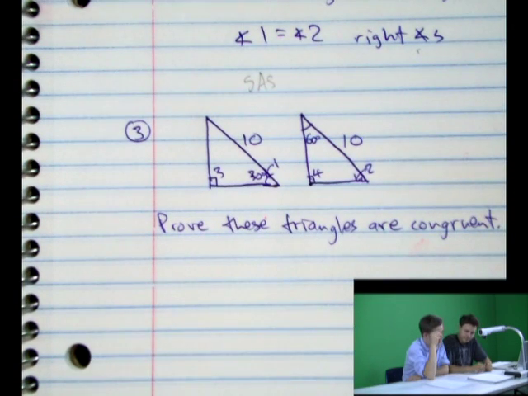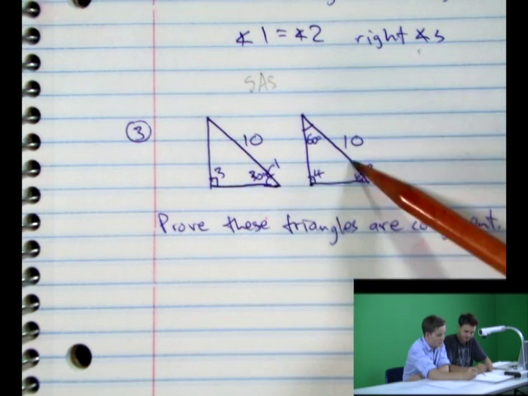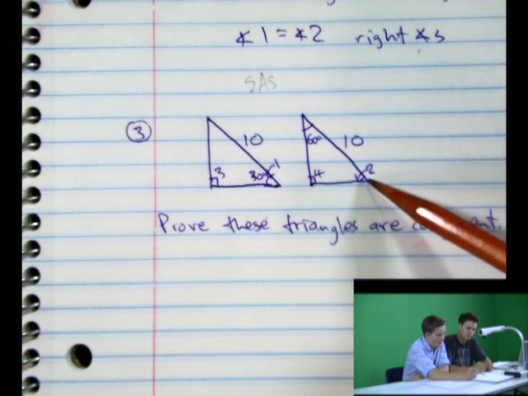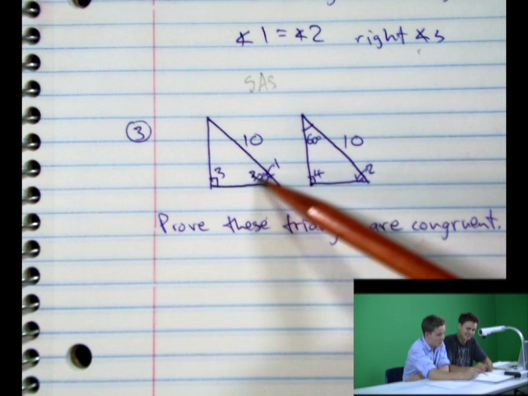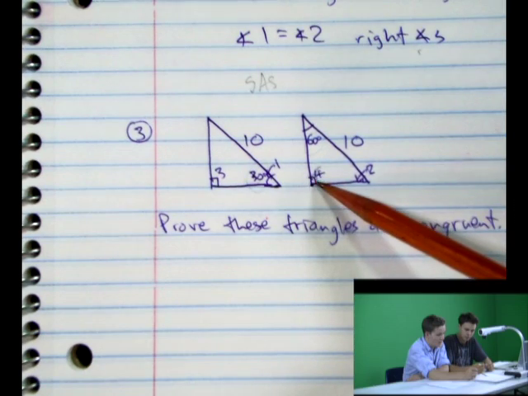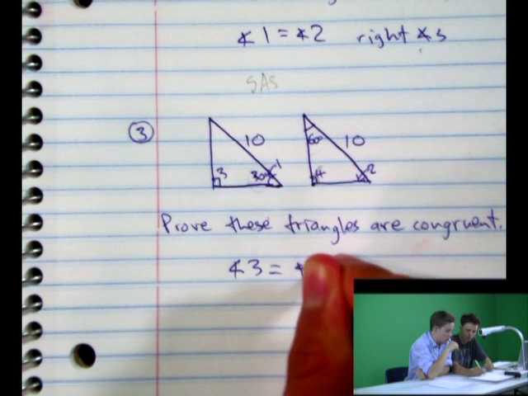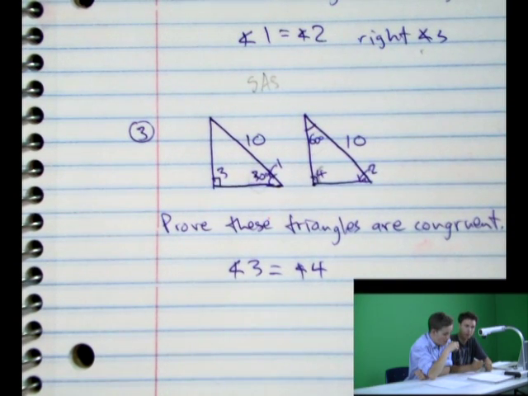So, prove these triangles are congruent. This one looks hard. So, we know that these two sides are equal to each other. And we know that this is 30 degrees, and this is 60 degrees, and that both of these are right angles. So you know angle 3 equals angle 4. And what do all the angles of a triangle add up to? 180, right? So is there any way you could find this angle, angle 2?